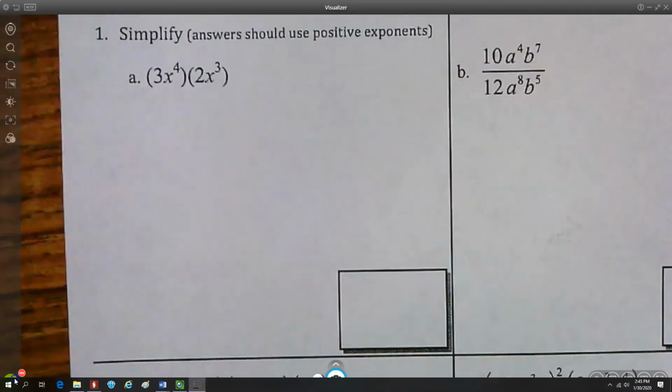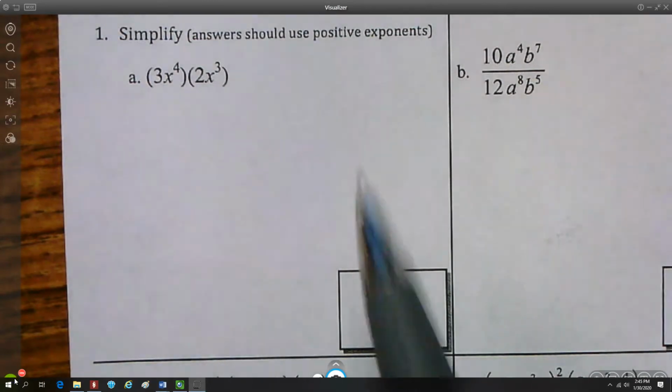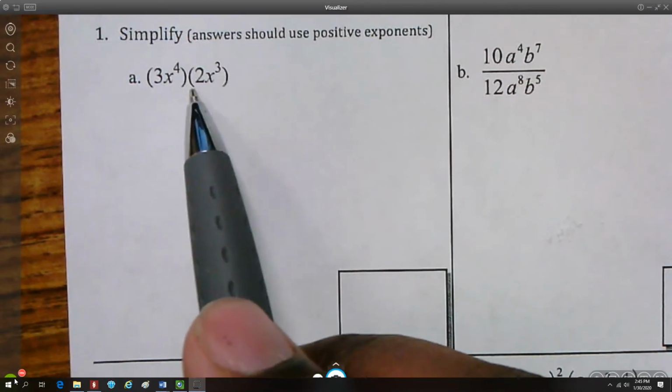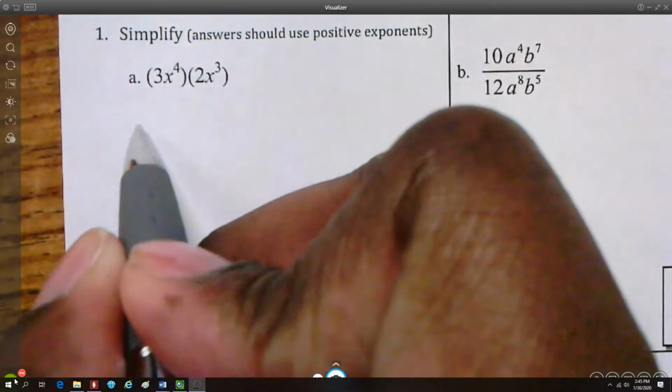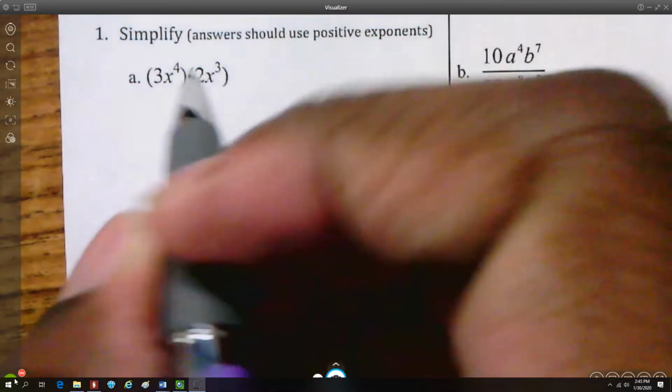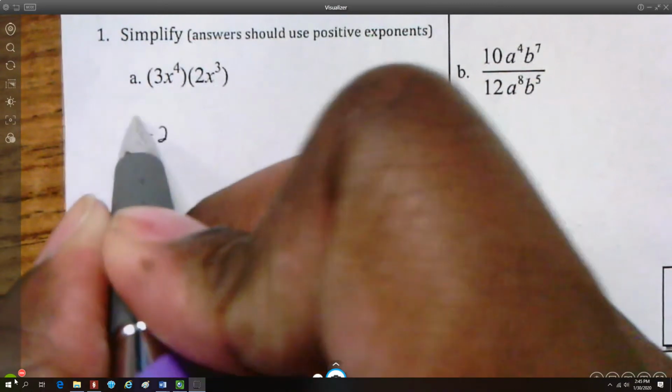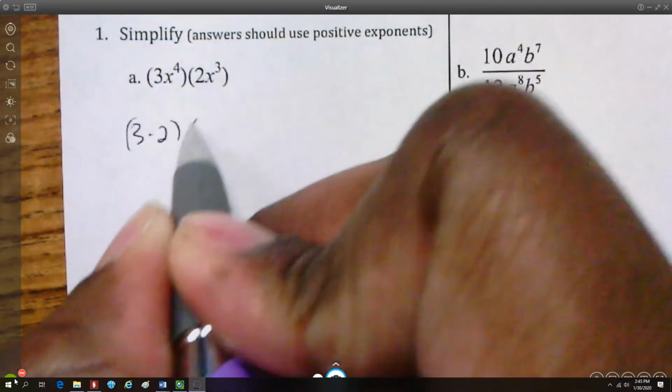Let's go to a new one. This one says simplify 3x to the 4th times 2x to the 3rd. To simplify that, you should multiply 2 times 3, and you should multiply x to the 4th times x to the 3rd.